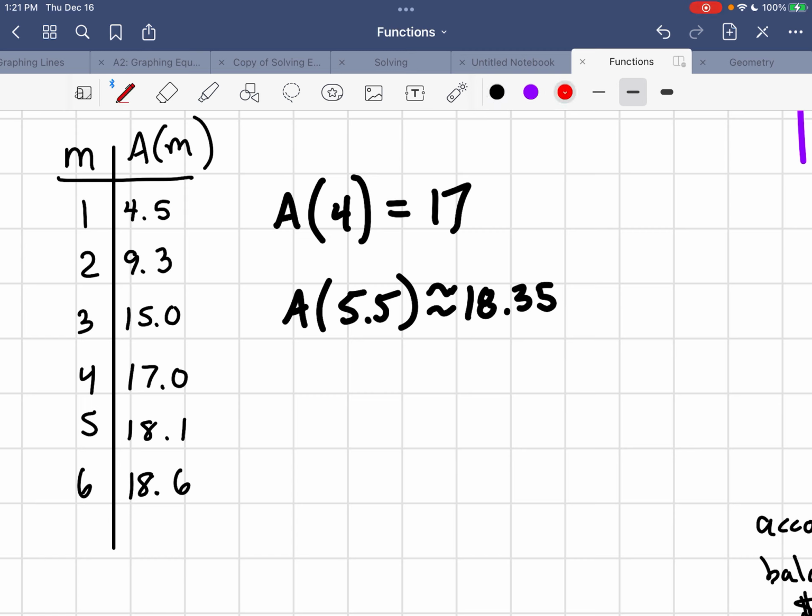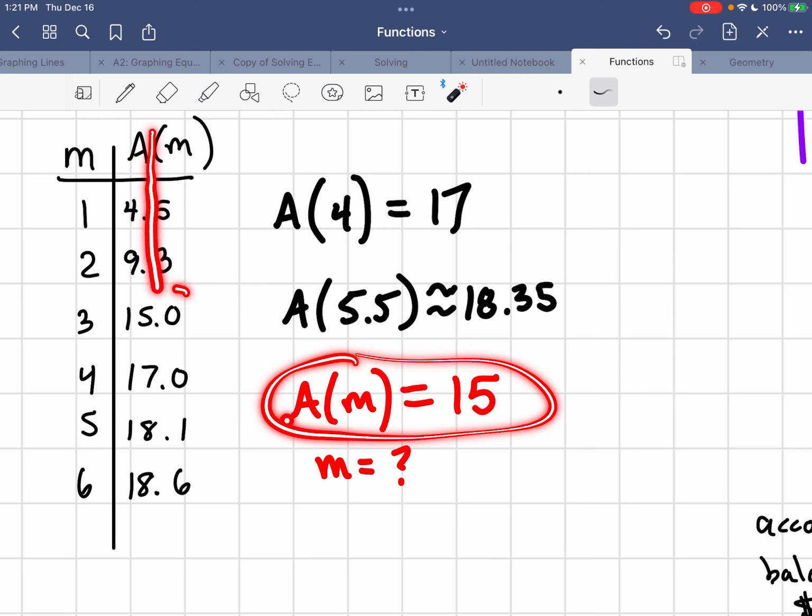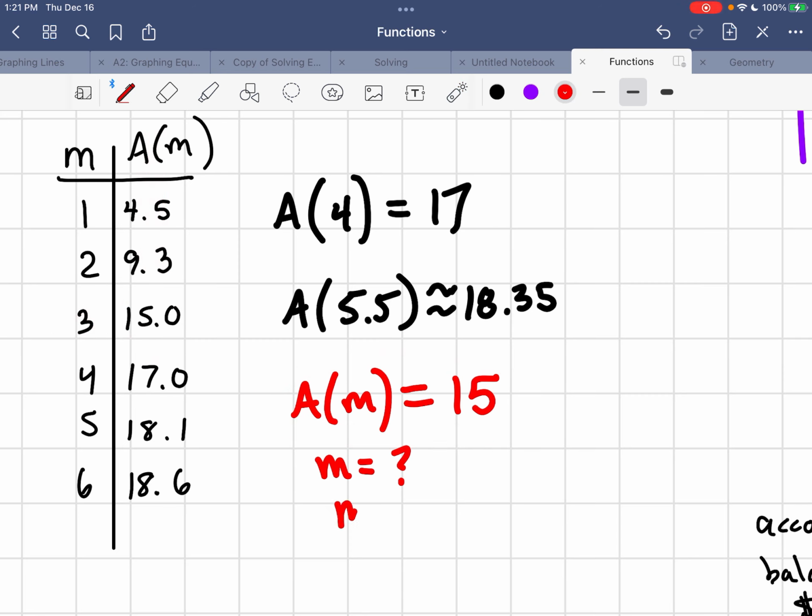I can also work the other way around. I want to know what happens, or estimate what value of m gives us A of m equal to 15. Oh, here's 15. Perfect. I would say 3. m equals 3.